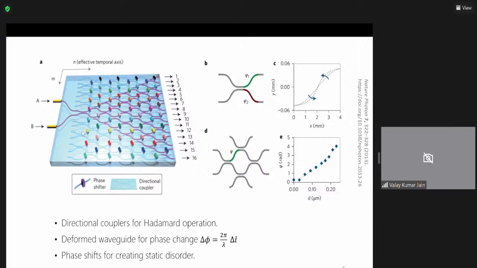So I have created a system where I have waveguides, I have created directional couplers which can do Hadamard operation, and I have created phase shifters so that I can adjust the phase in each and every waveguide.